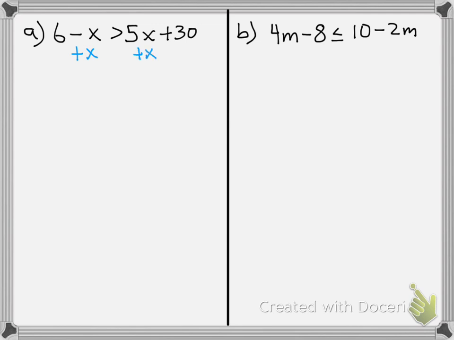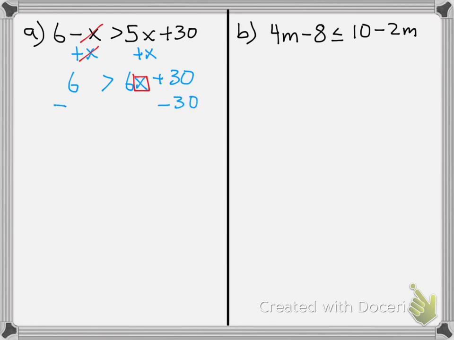And then on this side, negative x plus x simplifies to 0, so we don't have to actually write it down. And then we have 6 is greater than 5x plus x is 6x, and then we have our plus 30. Now this turns into a regular equation where we have our old man here. It's just a two-step equation. First we have to get rid of our plus 30, so we're going to subtract 30 from both sides.